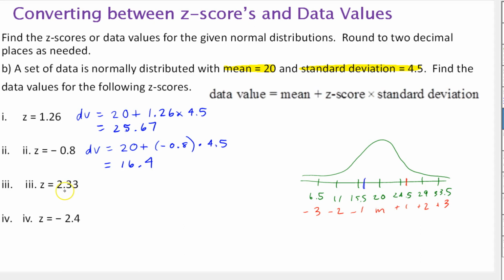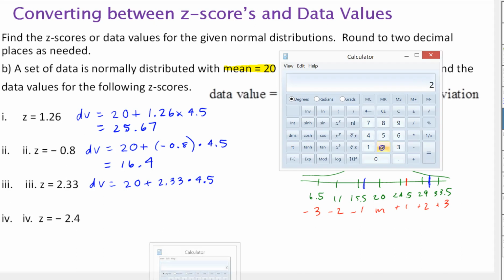Now z equals 2.33. Well, that's going to be between 2 and 3, around here somewhere. So between 29 and 33.5. The data value is 20 plus 2.33 standard deviations, where a standard deviation is 4.5. So we start with the mean and add 2.33 standard deviations, and we get 20 plus 2.33 times 4.5 equals, and we'll round that to 30.49.